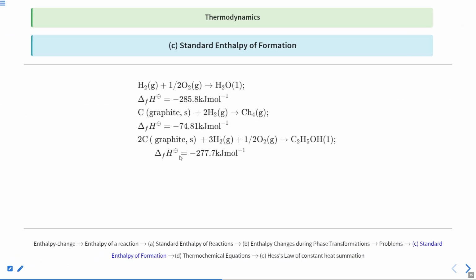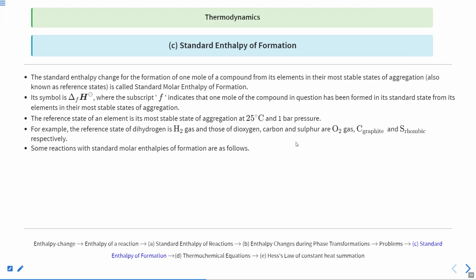If you are asked what is the standard enthalpy of formation for hydrogen, oxygen or graphite, all should be 0. One or two things you should also remember: the standard state of these special elements. Carbon is C graphite, sulfur is S rhombic. Similarly, for iodine, it should be liquid. It cannot be gaseous, it cannot be solid. For mercury, it should also be liquid, because at standard state mercury is a liquid.